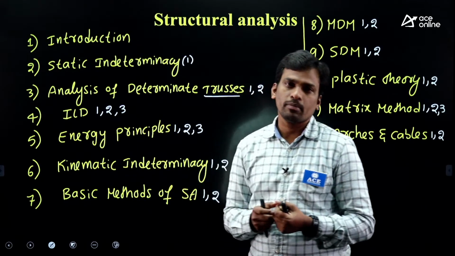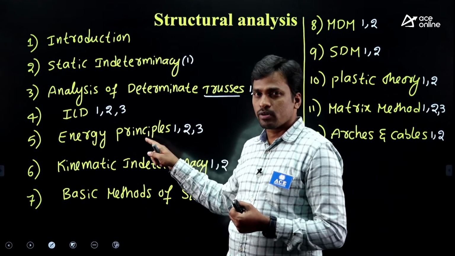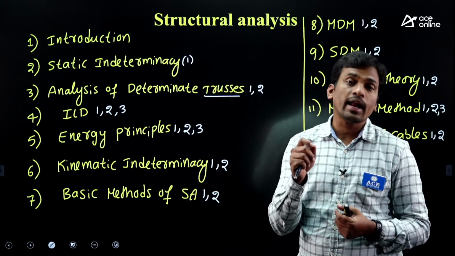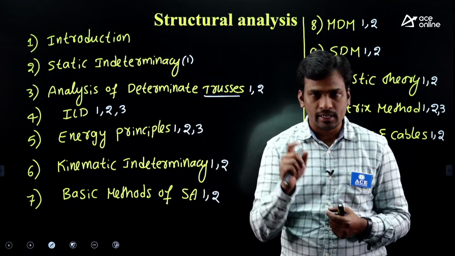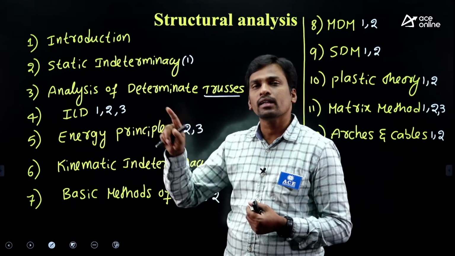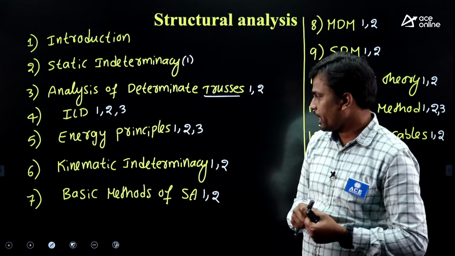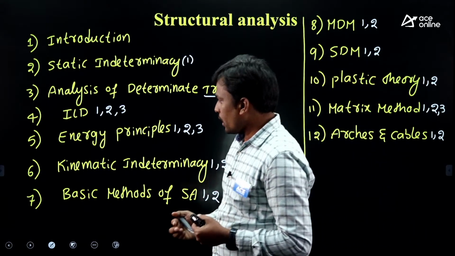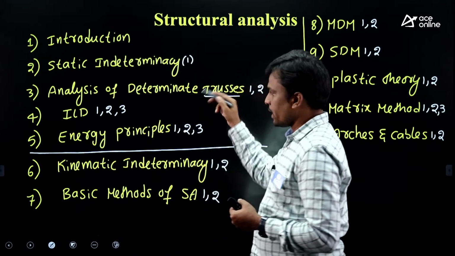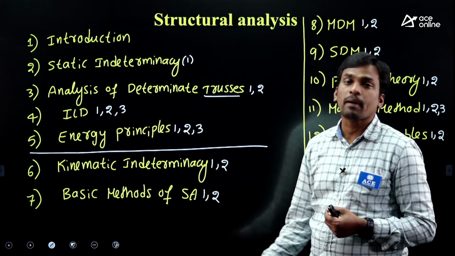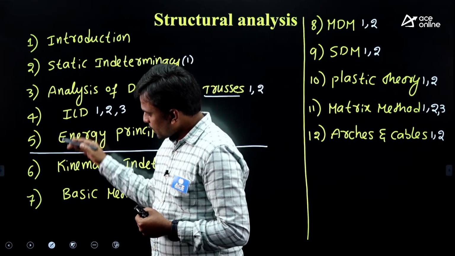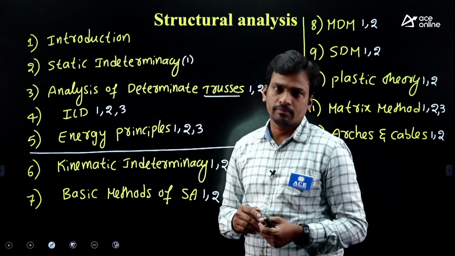Using the unit load method, how to find the displacement of a truss joint and a rigid jointed frame we'll discuss in the energy principle chapter. Not only displacement, students, one more topic we have in this chapter: how to analyze indeterminate trusses. In the earlier chapter we discuss determinate trusses, here we'll discuss indeterminate trusses. Right, then I can say up to chapter number 5 is SA1, structural analysis part 1. Then from chapter number 6, the concepts are different.